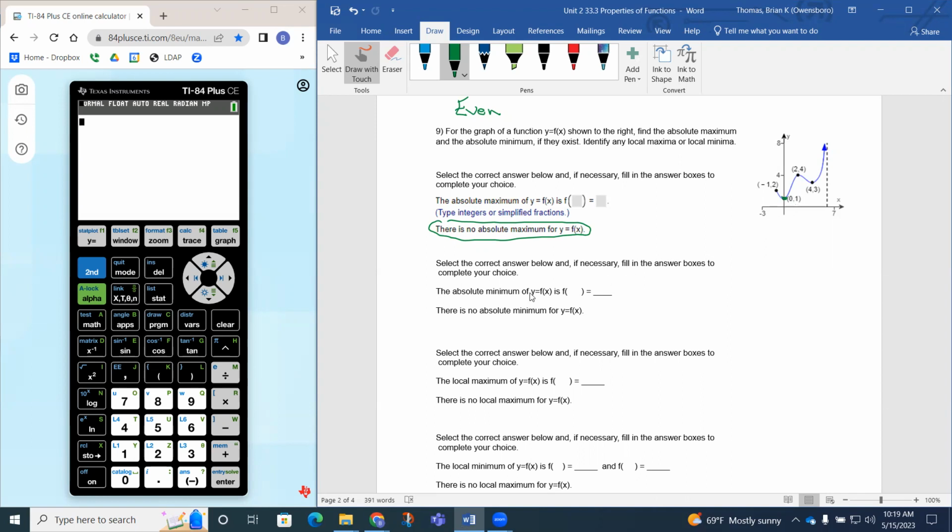So for the absolute minimum of y equals f of x, when x is equal to 0, the absolute minimum is going to be 1. So the 0 is where it happens, and 1 is the actual minimum value.